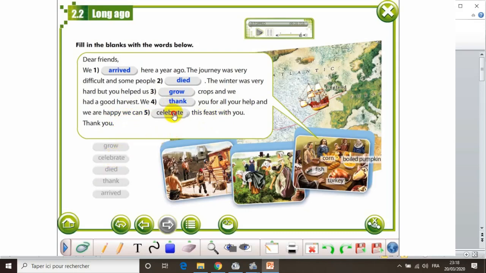This is the text. You listen again. Dear friends, we arrived here a year ago. The journey was very difficult, and some people died. The winter was very hard, but you helped us grow crops, and we had a good harvest. We thank you for all your help, and we are happy we can celebrate this feast with you. Thank you.